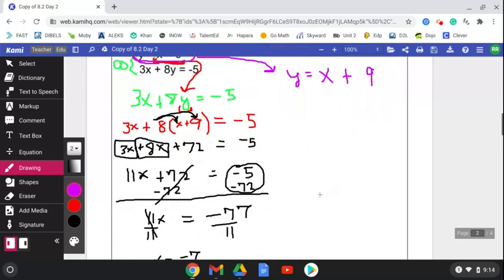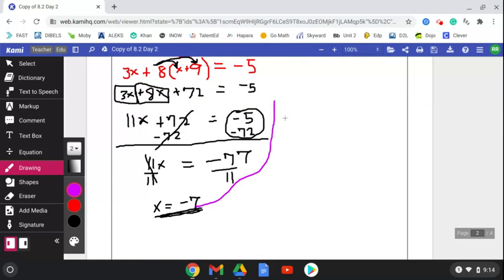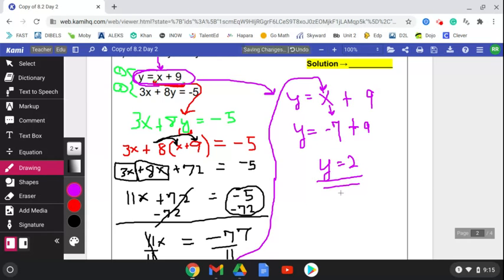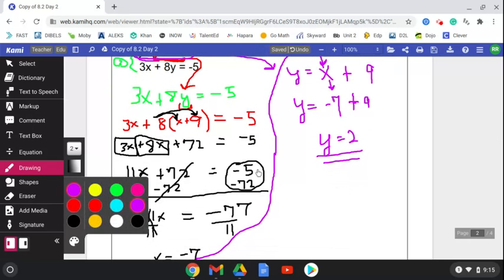And I'm going to plug in what x is. X is negative 7. And so I'm plugging that in right there for x. Okay, so y is equal to -7, since that's what x is, plus 9. Okay, so -7 plus 9, I know that is 2. Now I have an x value and a y value.